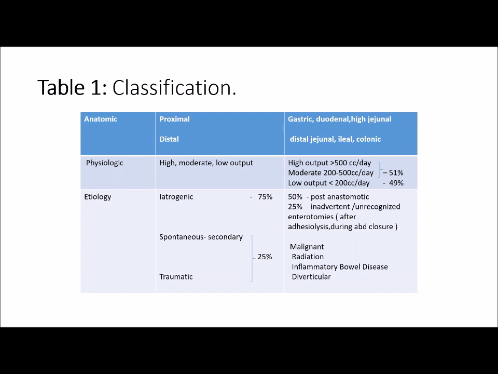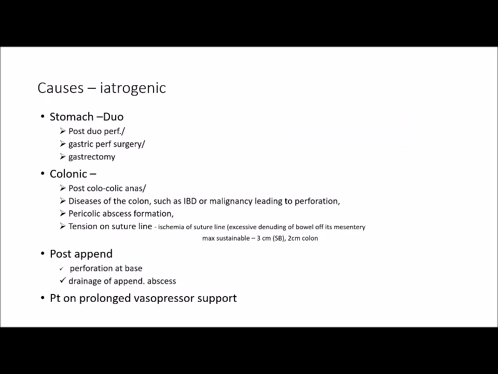Spontaneous ones are secondary to malignancy, radiation, inflammatory bowel disease, diverticular disease. So these are those conditions where they form by themselves. The surgeon is not responsible, or it could be traumatic. So together, spontaneous and traumatic account for almost 25% of the causes. If we look at the iatrogenic causes, the reasons may be partly beyond our control, but these are where the surgeon has entered the arena.